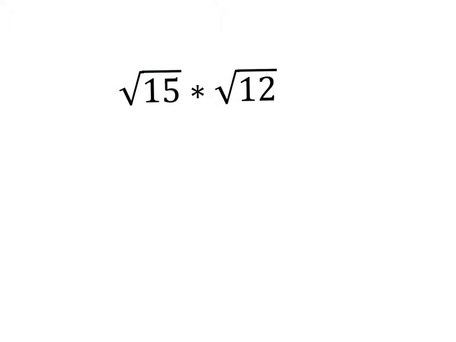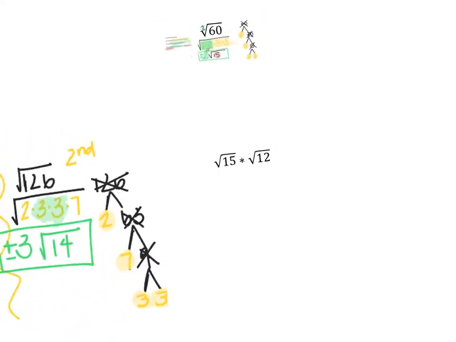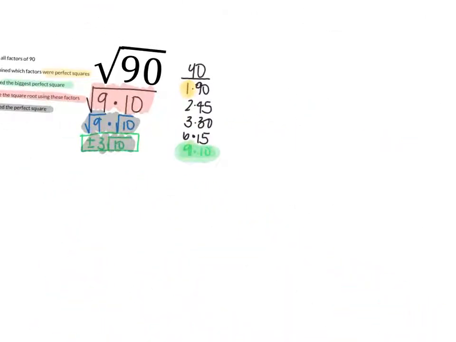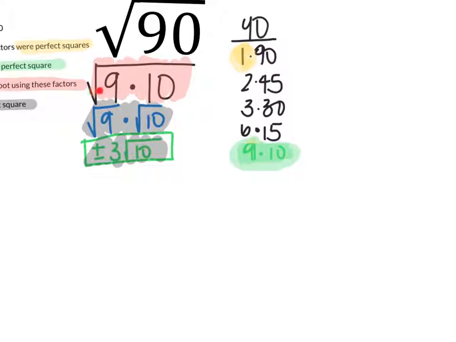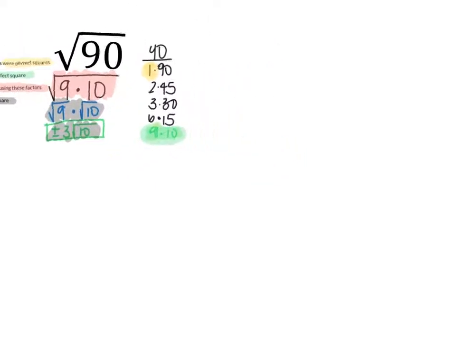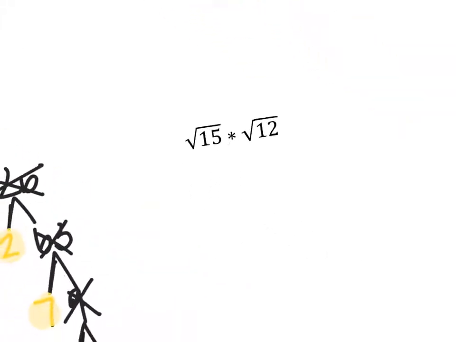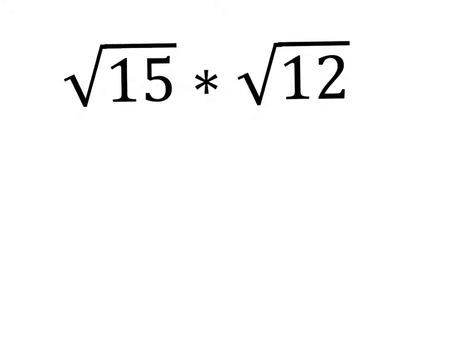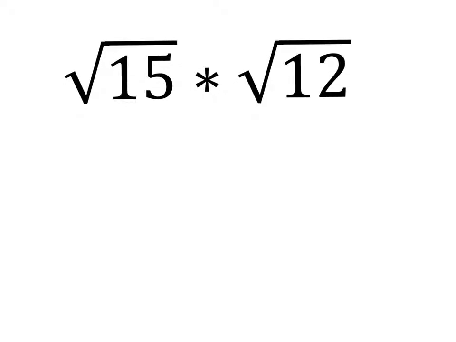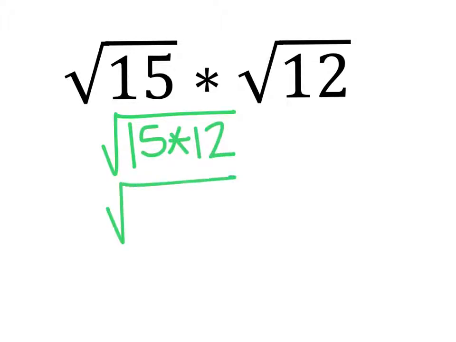So my next problem is the square root of 15 times the square root of 12. One of the things we talked about in our previous three problems was that if I had the square root of 9 times 10, I could write that as the square root of 9 times the square root of 10. So I can break it into two square roots. The opposite principle is true: if I have two square roots, I can rewrite this as one problem. So instead of the square root of 15 times the square root of 12, I can rewrite this as the square root of 15 times 12, which is really the square root of 180. So that is my square root that I'm trying to simplify here.